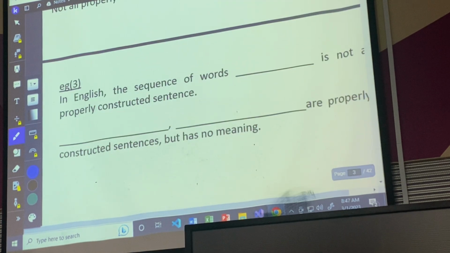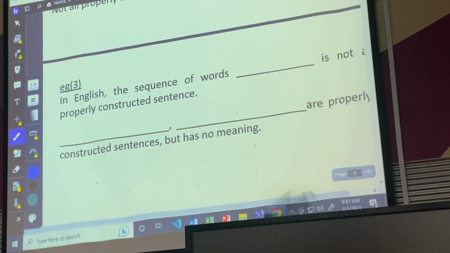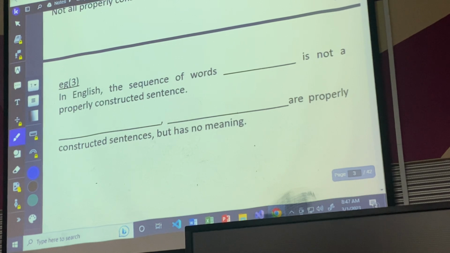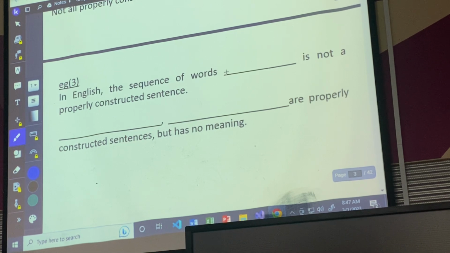So for example, if the sequence of the words, in the English words that we use, follows the example just now, say, runs he slowly.